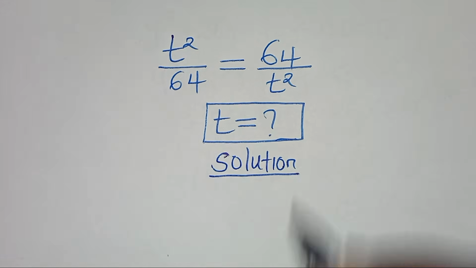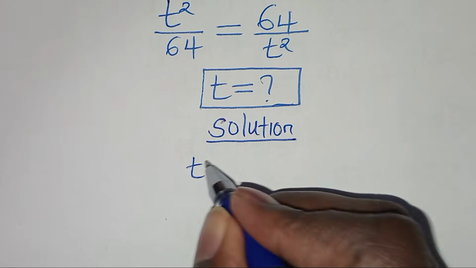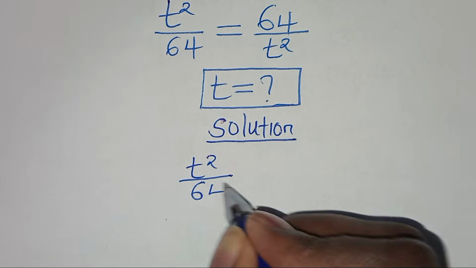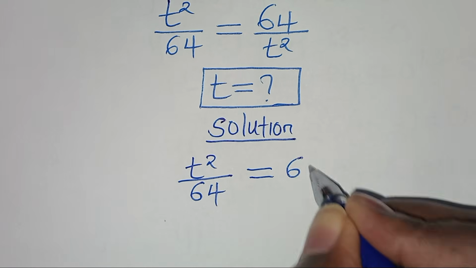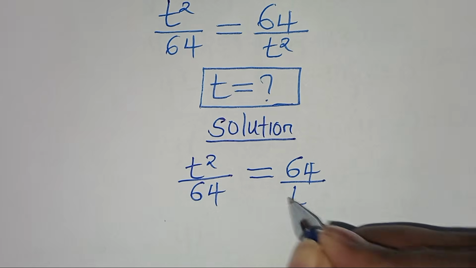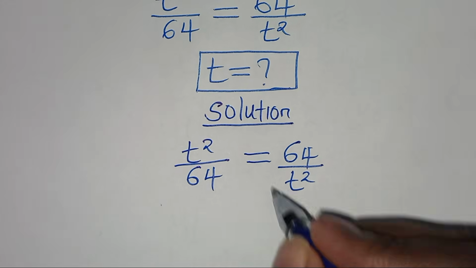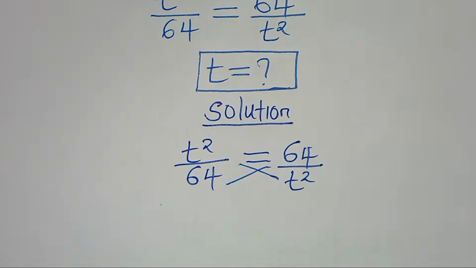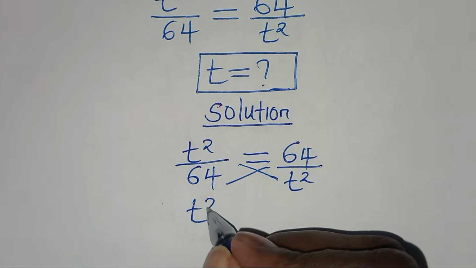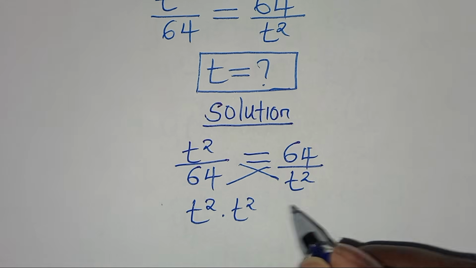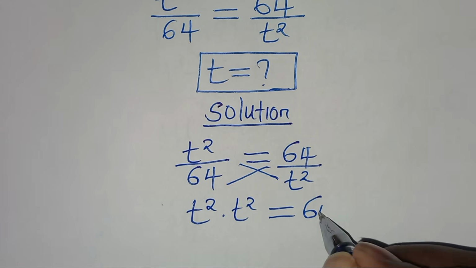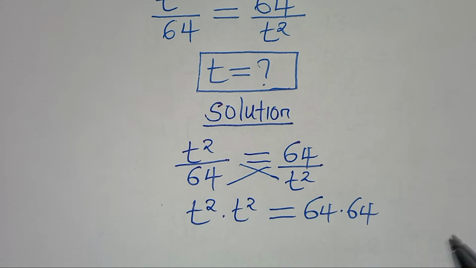Now, we have t squared over 64 is equal to 64 over t squared. So the first thing to do here, let's cross multiply, so that now we have t squared times t squared is equal to 64 times 64.